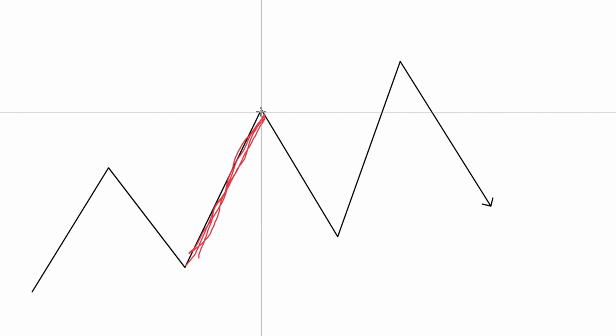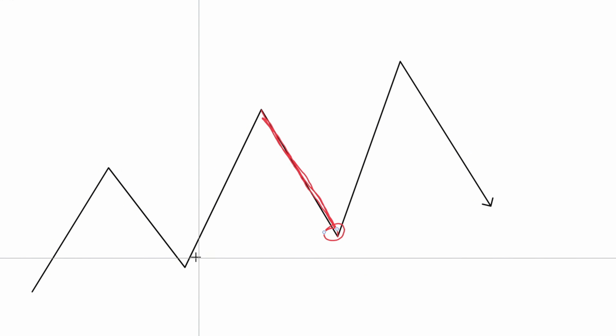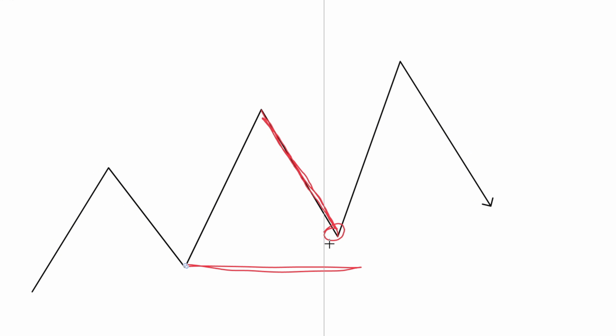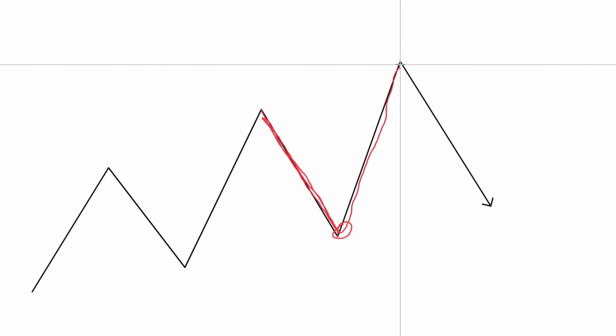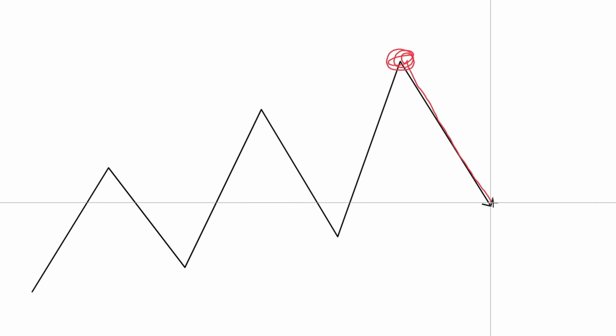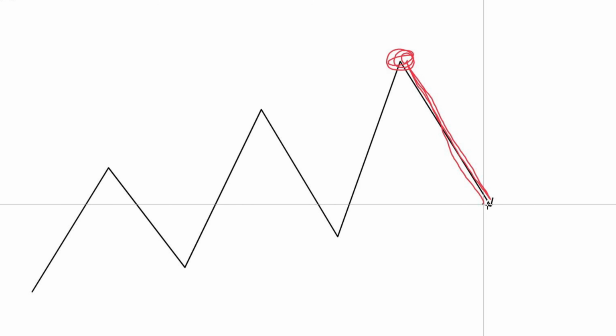Now, after the impulse, we have a pullback. That pullback on an uptrend is a downside movement, but this pullback should not break below the last low, but it needs to end above it. So we have a push to the upside, then a pullback to the downside. And what holds the uptrend is the repetition of this pattern. Then we have the other trend, which is a downtrend.